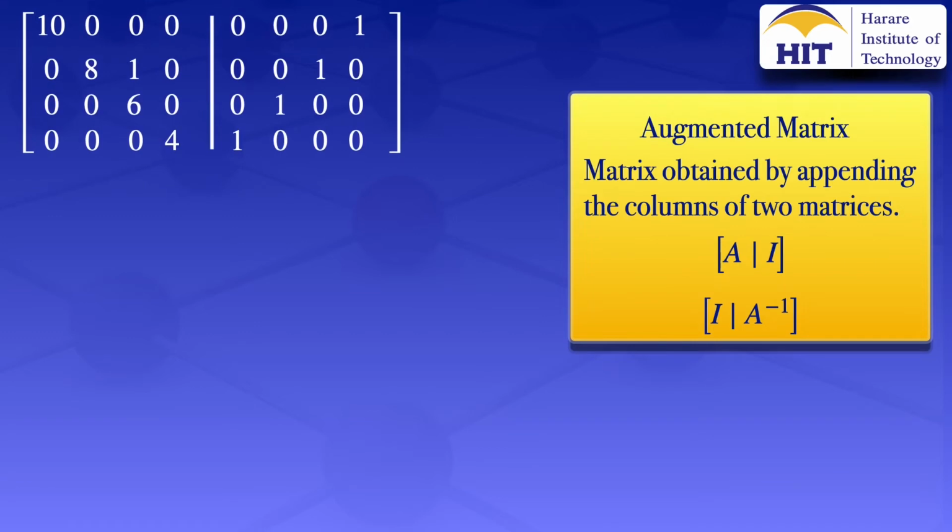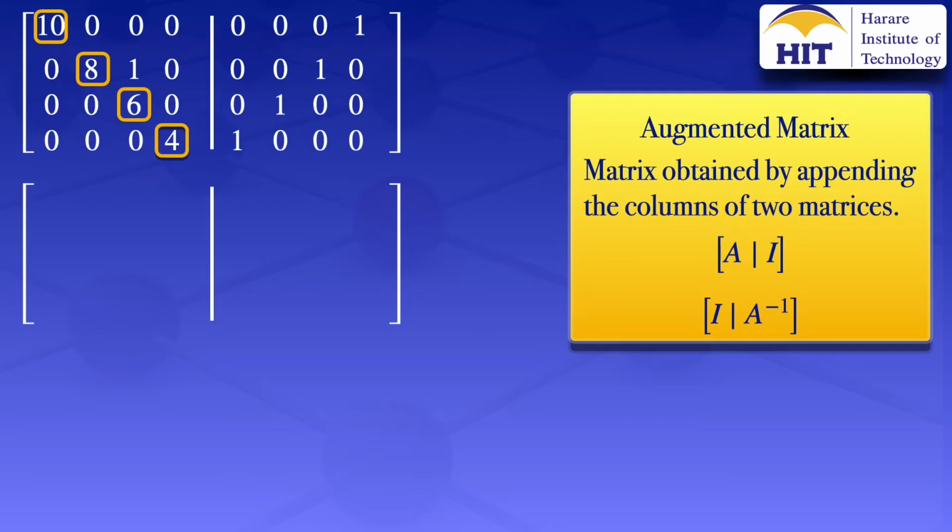But if we now look at the elements there, here you have a 10, but we need a 1 there. And here we have an 8, but we need a 1. Here we have a 6, but we need a 1. Here we have a 4, but we need a 1. So what you have to do is we write another augmented matrix and then look at the elements that we have.